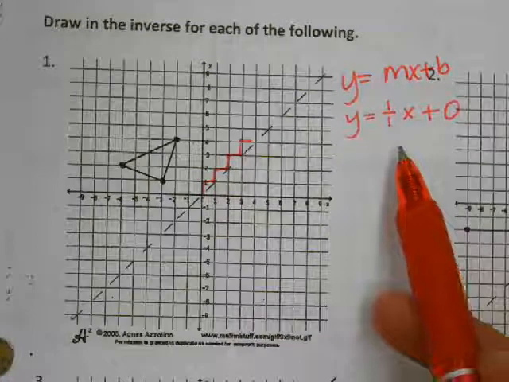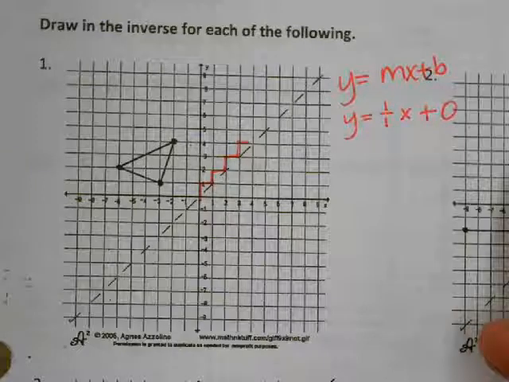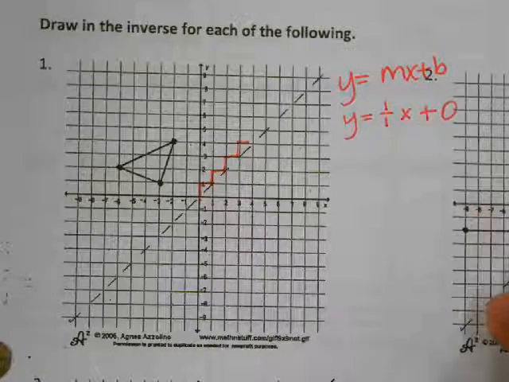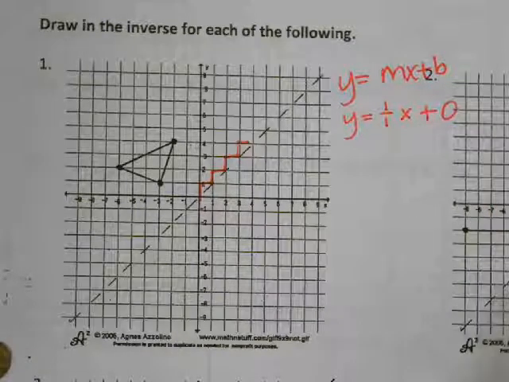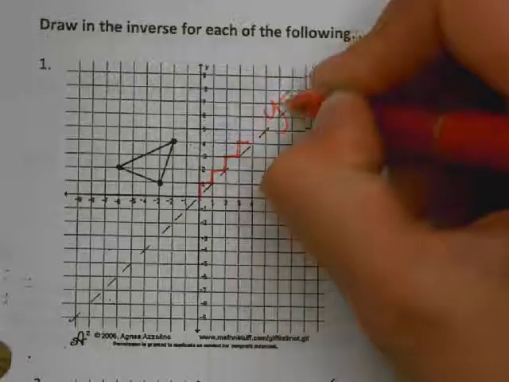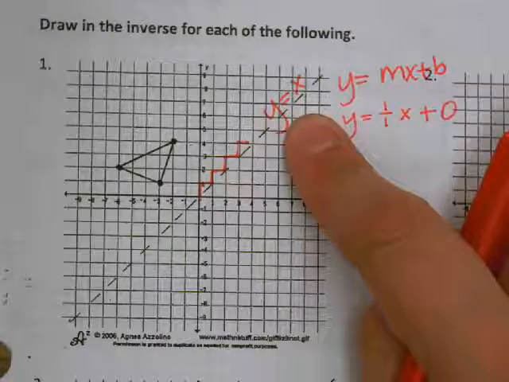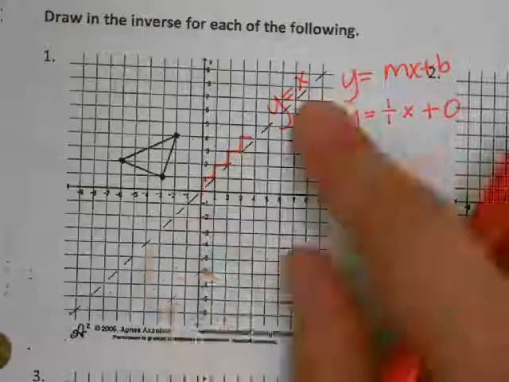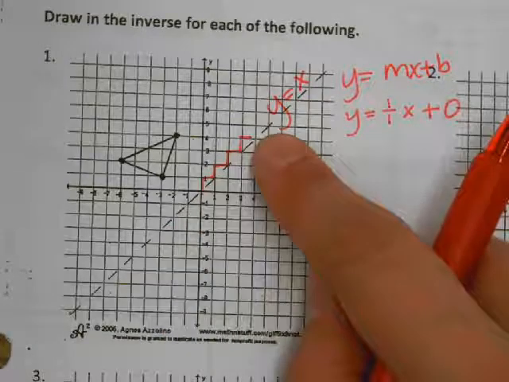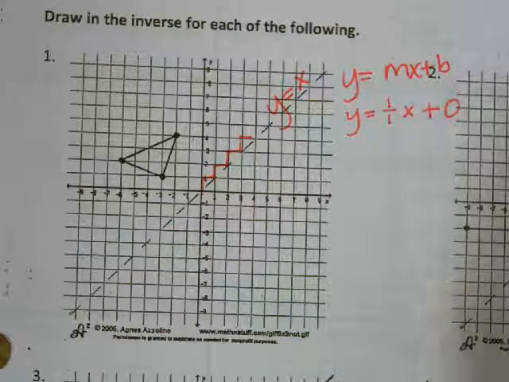Now here, we wouldn't normally write 1 over 1x. We would just say that's x. And we wouldn't normally put a 0. We would just say there's no number there, so don't write it. So that's actually the equation of the line, y equals x. That's the equation. And the dashed line goes straight through 0 and has a slope of 1.